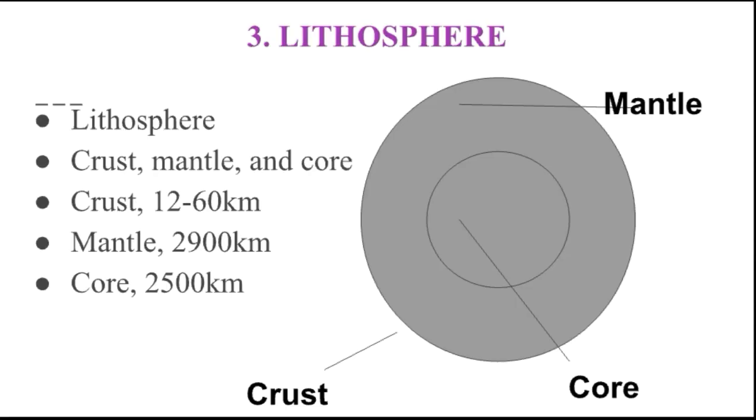What is meant by the lithosphere? The solid component of the earth is called the lithosphere, and it contains three parts: the crust, the mantle, and the core. This is the lithosphere.